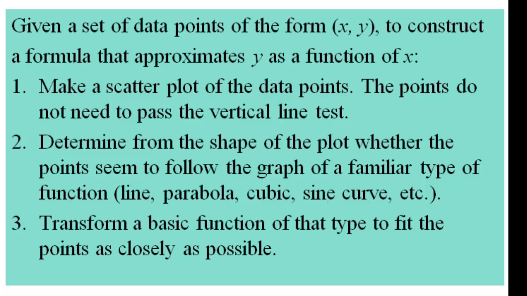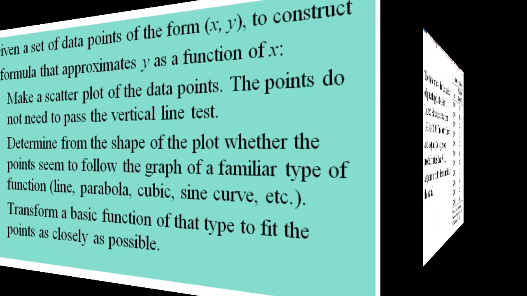The first thing we'll do is make a scatter plot. The next thing we need to do is determine from the shape of the plot what kind of function we're going to be using. Do we want a line? Do we want a parabola? Is it a cubic looking function? Is it a sine curve? And then we will perform what's called a regression, and that will give us a function that fits those points.